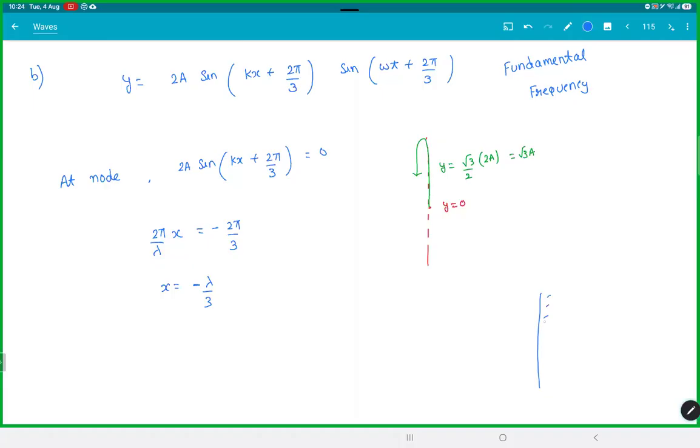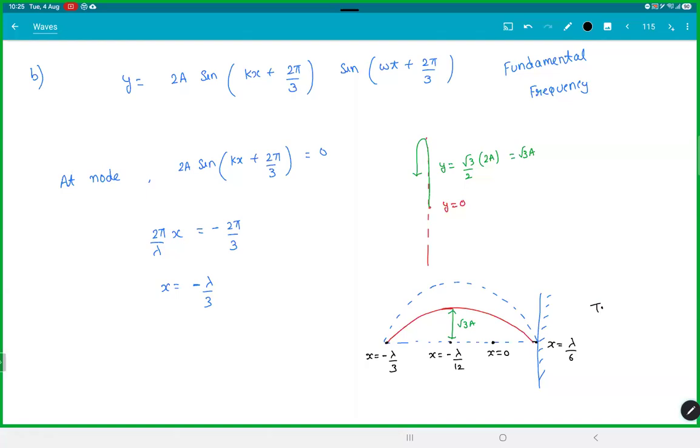That means the string is above the mean position. This was the dotted line. This is the extreme position. Your string is somewhere like this, and your center point, the anti-node, is at a distance of root 3a. You have taken this as minus λ/3. So this is λ/6. So origin would be somewhere here. This would be x is equal to minus λ/12. Those are the positions of the origin.